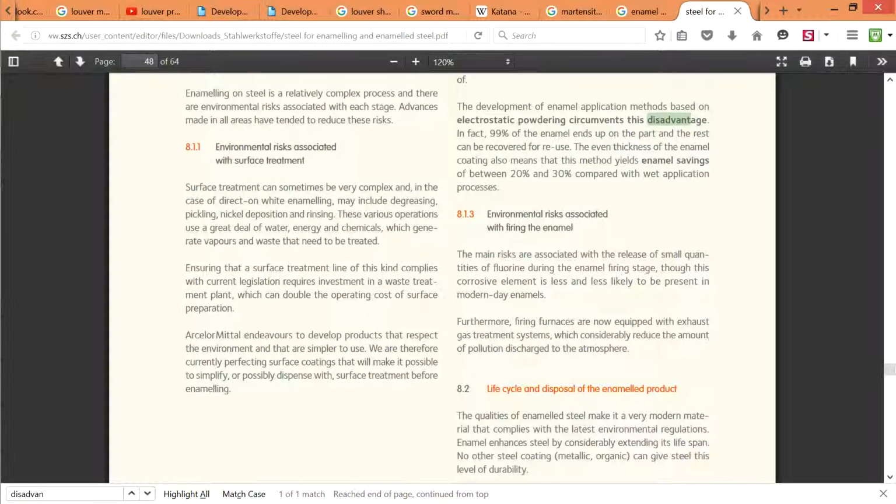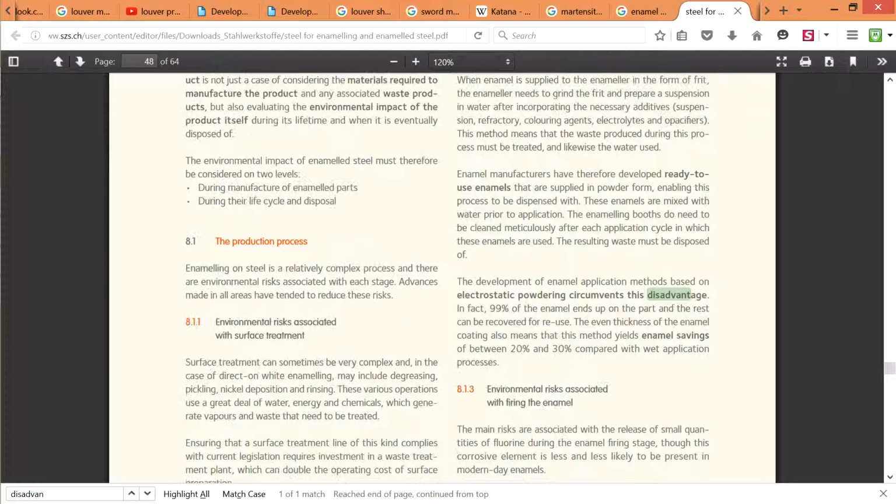So over here a different manufacturing method is recommended. Enamel manufacturers are developing ready-to-use enamel in powder form, and then they mix and apply it as a coating. So I think to a certain extent this is based on the development of the enamel application method based on electrostatic powdering, where you change your enamel to a powder to prevent the wastage from happening. Alright, so in order to prevent this wastage, they actually use powder-form enamel.